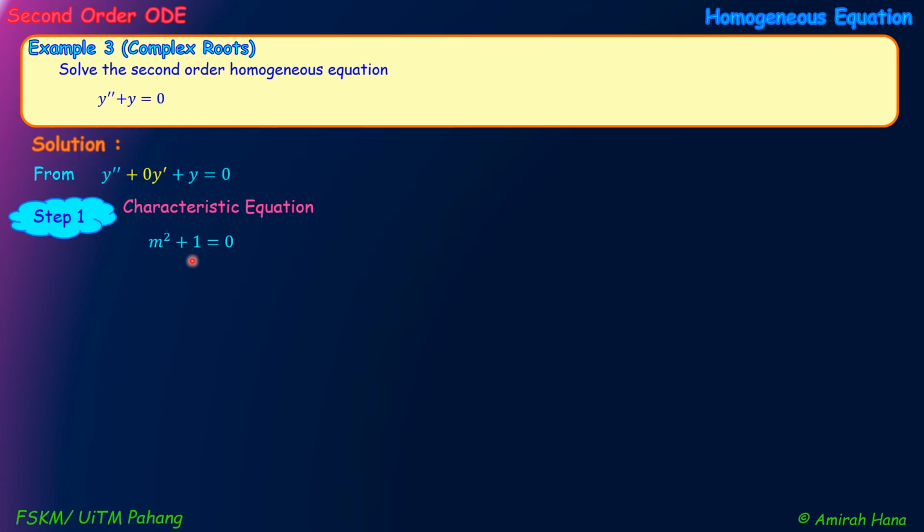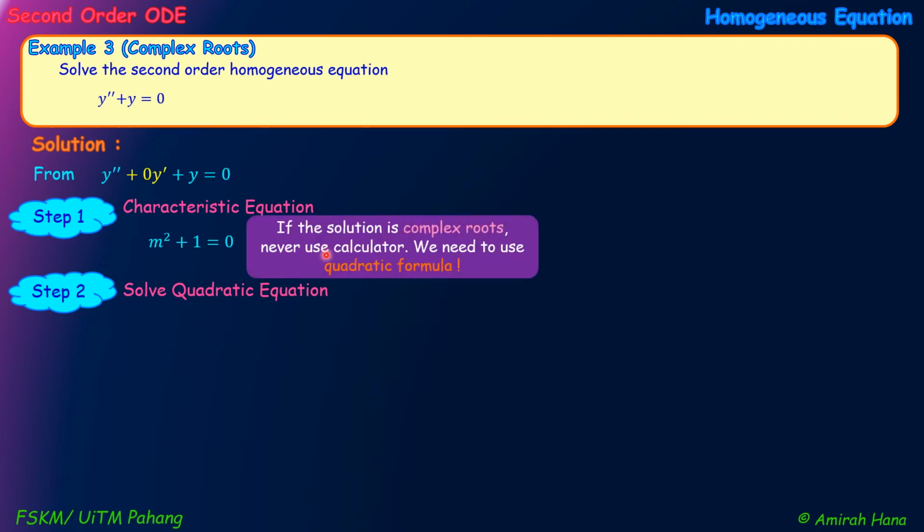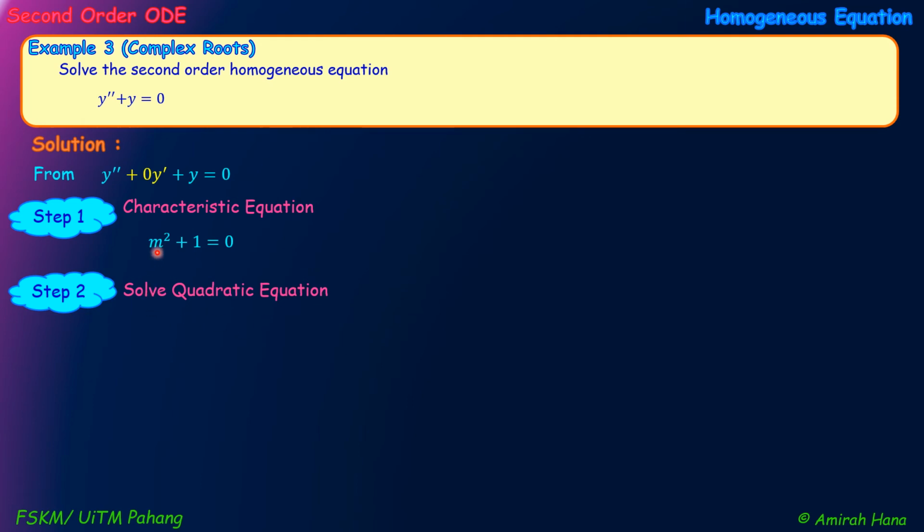This is also a quadratic equation because the degree of m equals 2. To solve a quadratic equation, if we cannot factorize, we can use the quadratic formula. If the solution is complex root, we never use a calculator, but we need to use the quadratic formula. In this case there is no term containing m, so we can write m squared as the subject, which equals -1.